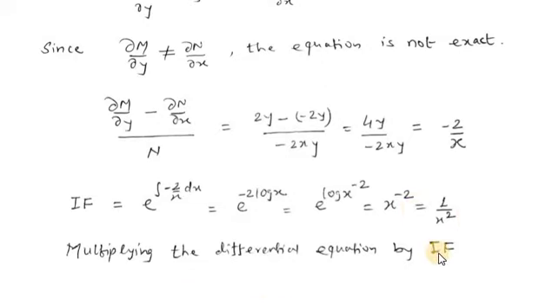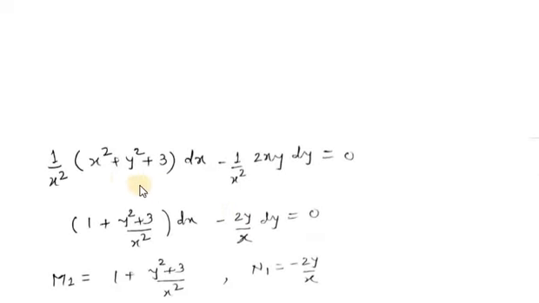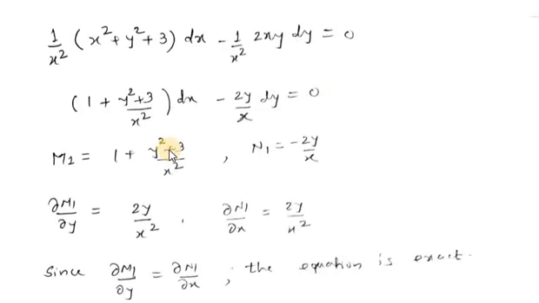Now multiplying the differential equation by IF. So this is the differential equation Mdx plus Ndy equals 0. Now multiplying it by 1 upon x square, x square by x square is 1, y square plus 3 multiplied by 1 upon x square, the result is y square plus 3 by x square, and over here 1 times x will cancel out, so the result is minus 2y by x dy equals 0. Now comparing it with M1 dx plus N1 dy equals 0, we have M1 equals 1 plus y square plus 3 by x square, and N1 is minus 2y by x.